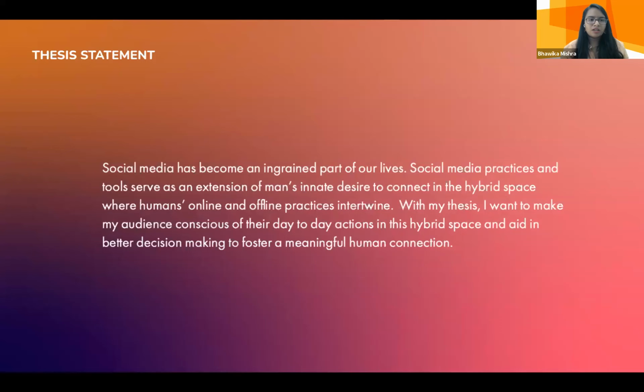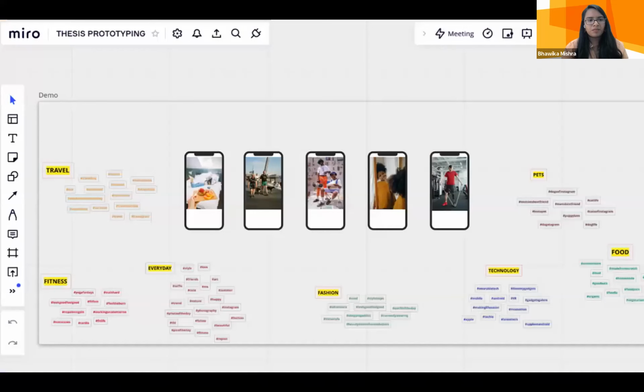So going into my thesis statement, it explores social media and its influence on society and how it has become such an ingrained part of our lives. It further investigates new ways to initiate a social connection and provides a design framework, which is intended to allow people to form meaningful connections in the physical world by understanding the fundamentals of social media practices.